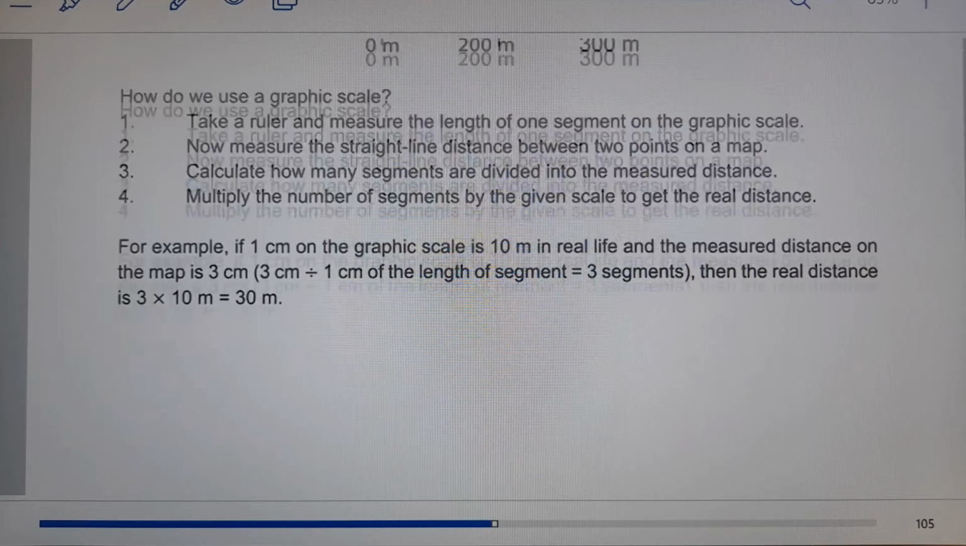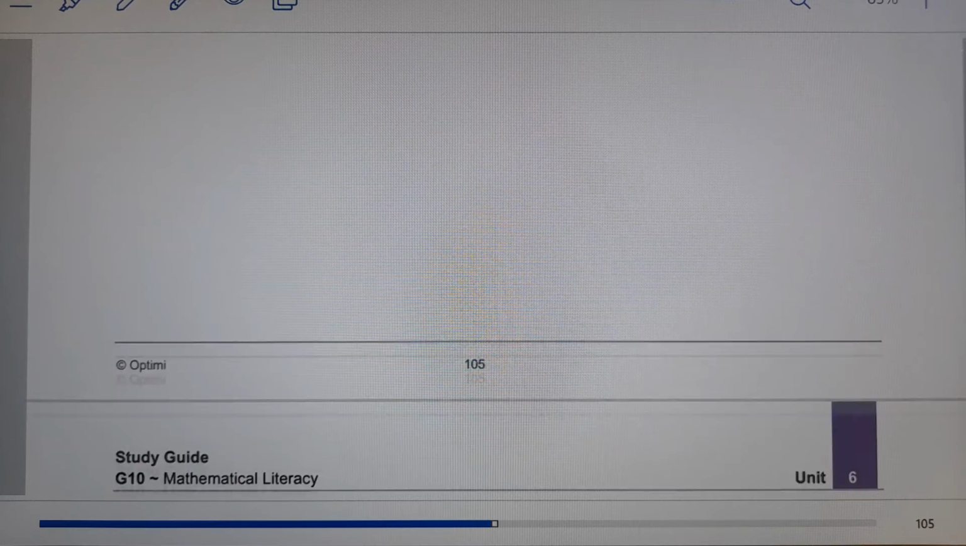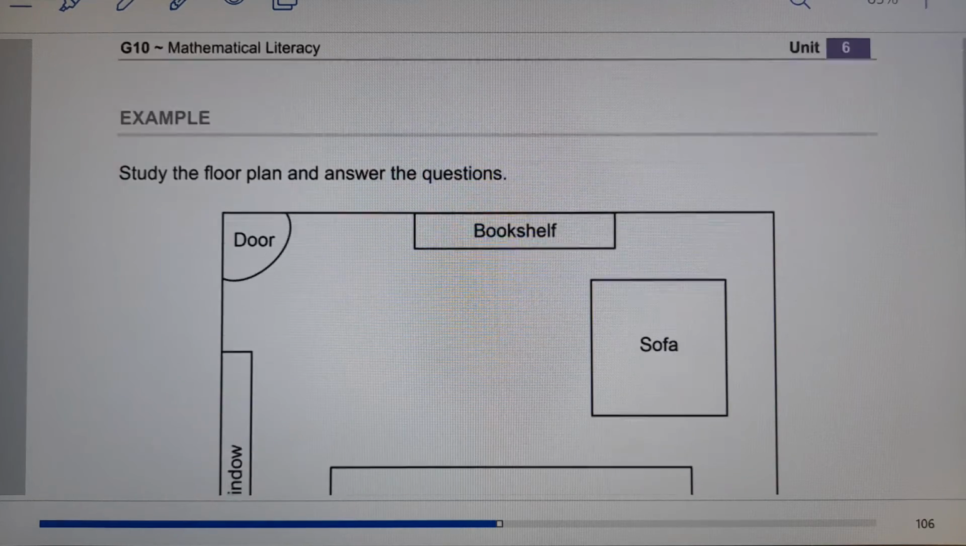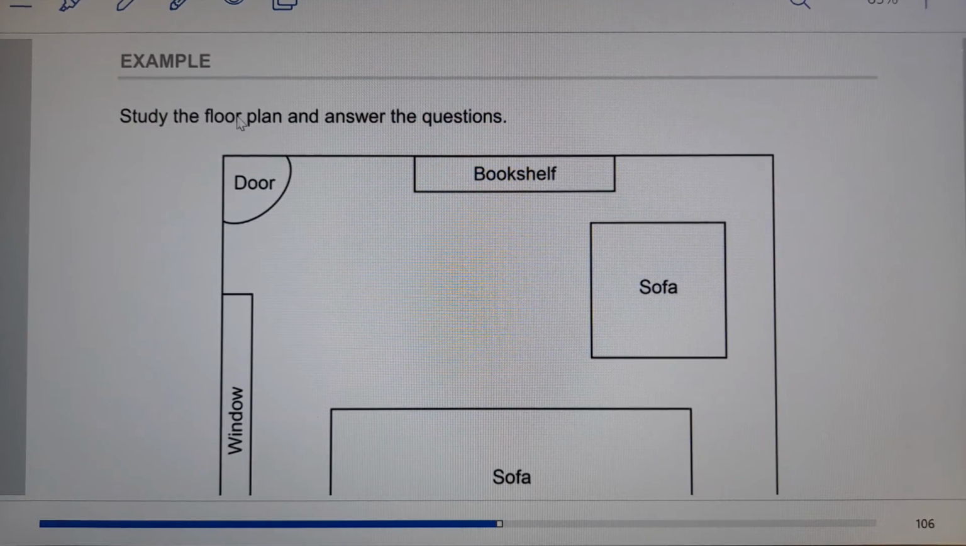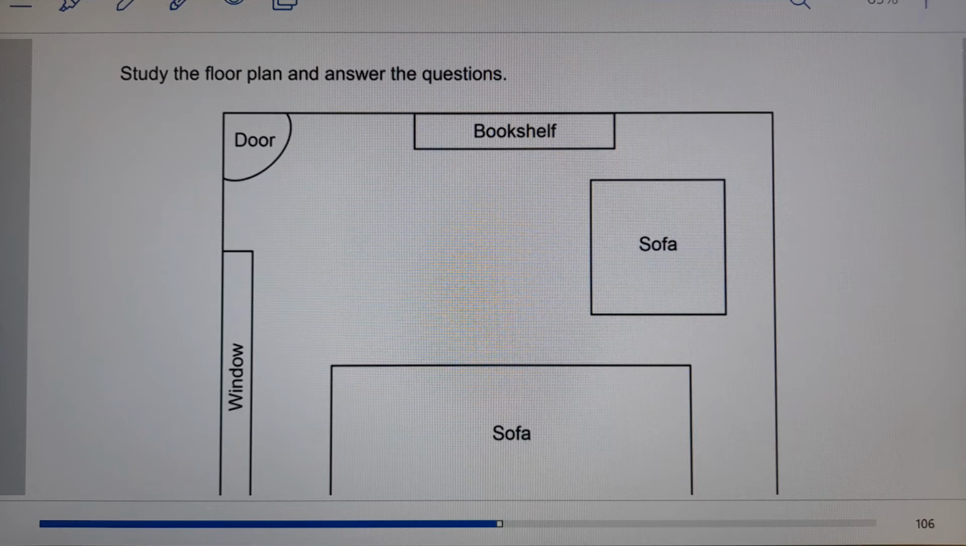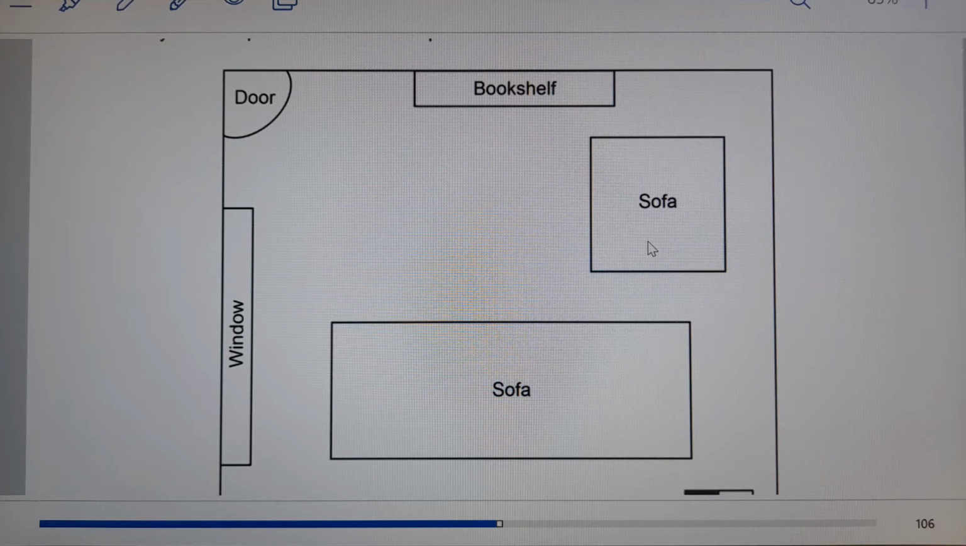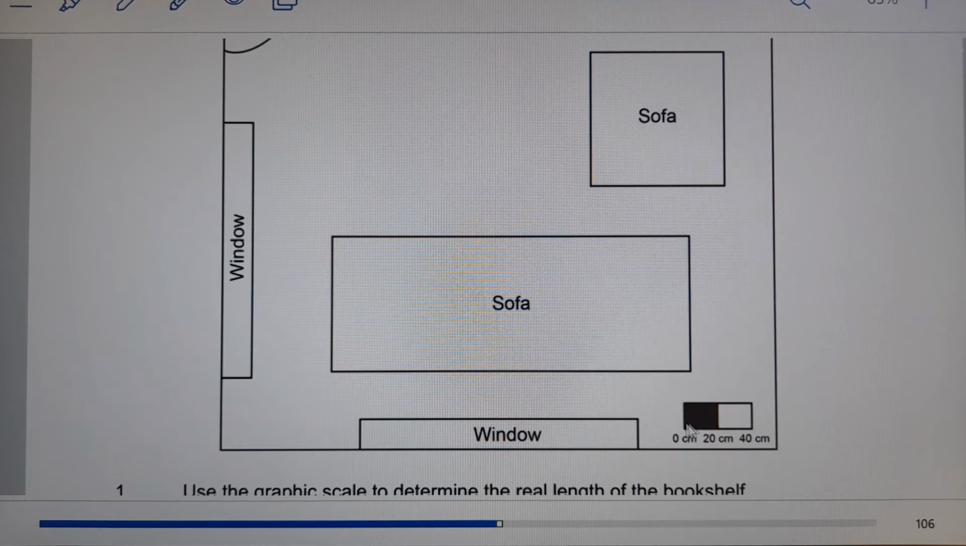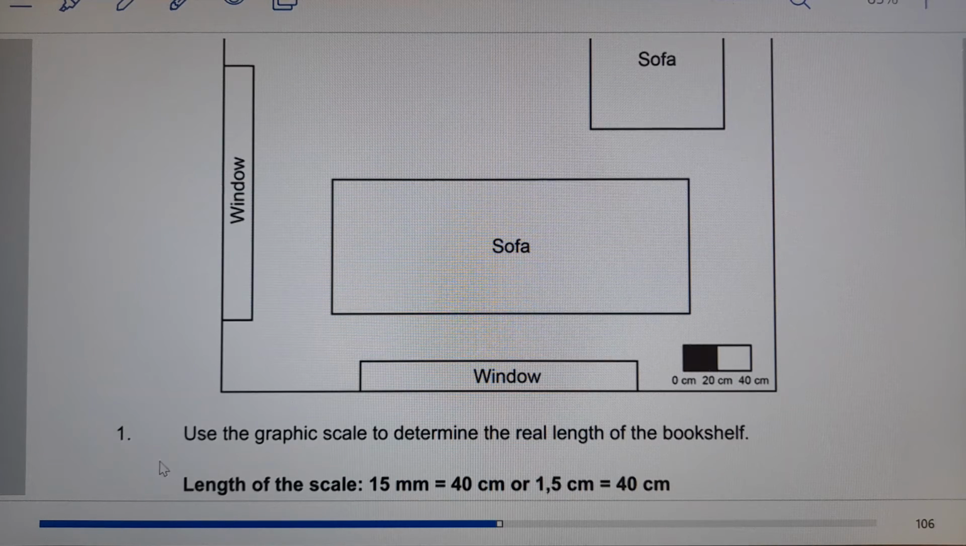Let's go through an example. If you don't understand this, don't worry, we will redo it again slowly. They say I must study the floor plan and answer the questions. This is the floor plan on page 106. There's a sofa, window, door, bookshelf, and window, and we are given the graphic scale there. They say that I must use the graphic scale to determine the real length.